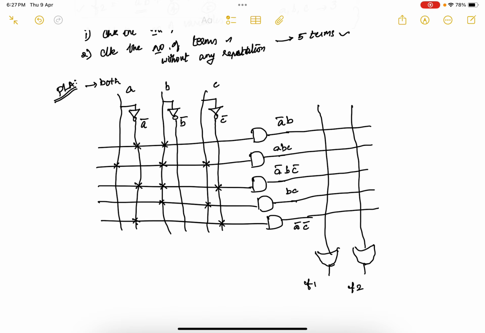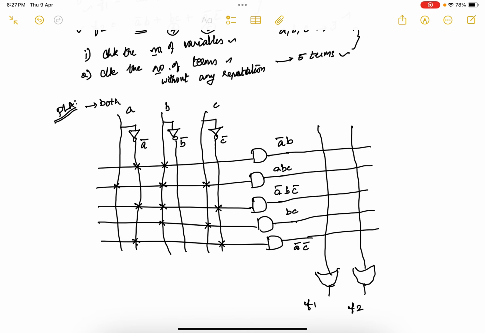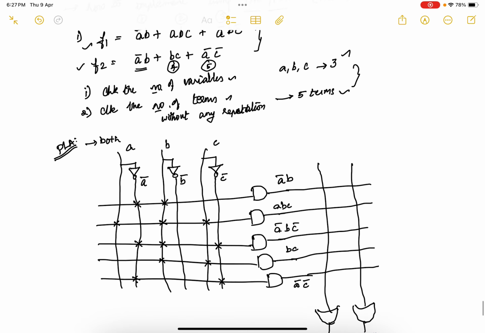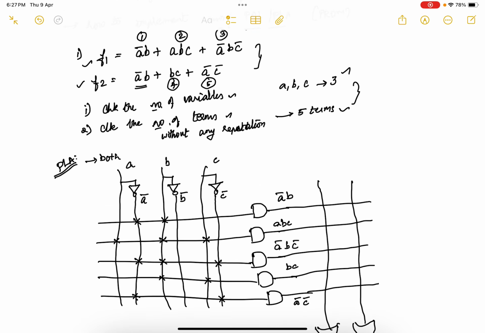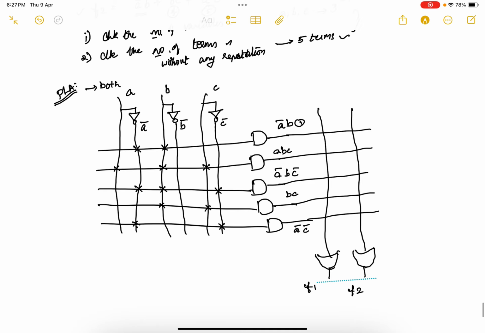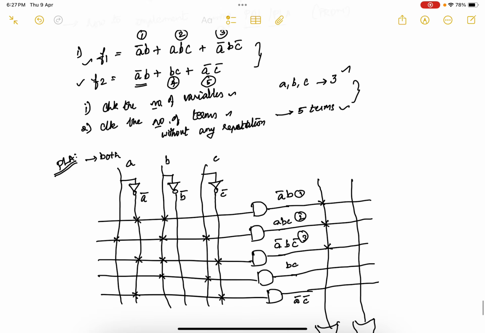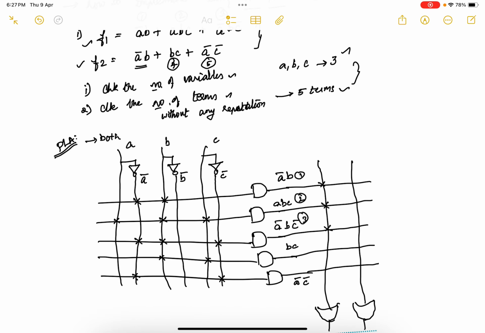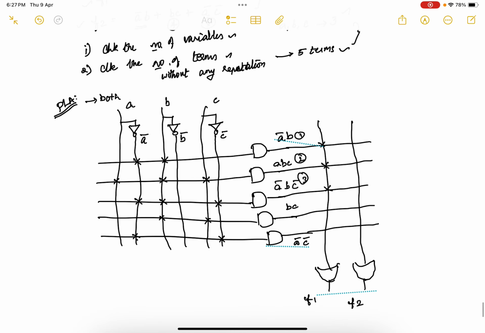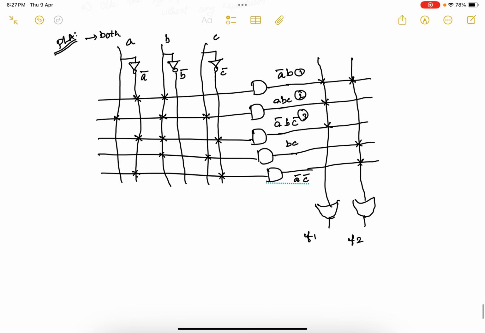Now you want to make a connection, that is you want to make your OR gate also programmable. How will you make the OR gate programmable? For F1 the terms 1, 2, 3 are getting connected because this is your first term, this is your second term and this is your third term. So I am making connection for your first 1, 2, 3 terms, and for your second one you have your A bar B and 4th and 5th term. So now if you see, AND gates are also programmed at this point. Here if you see, OR gate also getting programmed.